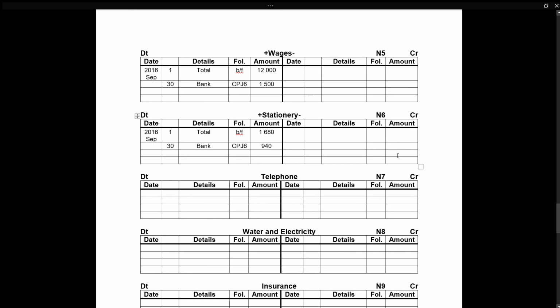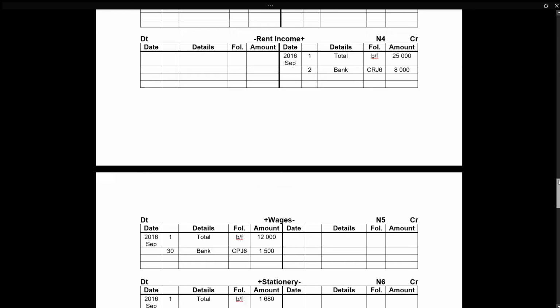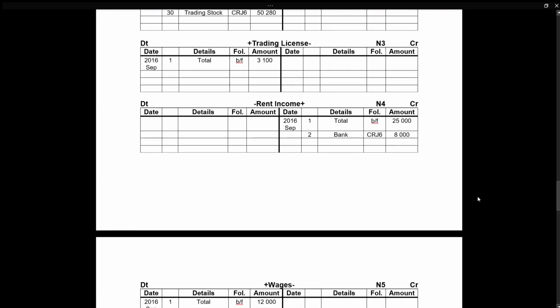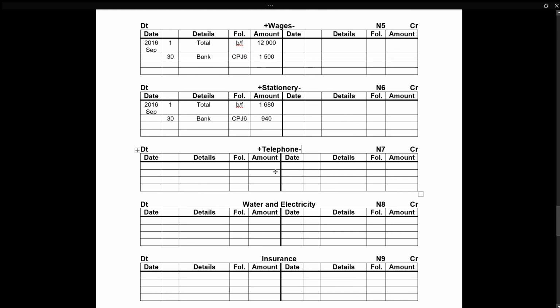Right, next one, telephone. Telephone is also an expense account. Remember, this is just the bill, the telephone bill, not the actual phone. Therefore expense. Let's see what's my opening total for telephone. 12,600. These people spend a lot of time on the phone. Right. So telephone, 12,600 rand. My folio will be brought forward. Details will be total, since it's an opening total, on the 1st of September 2016.